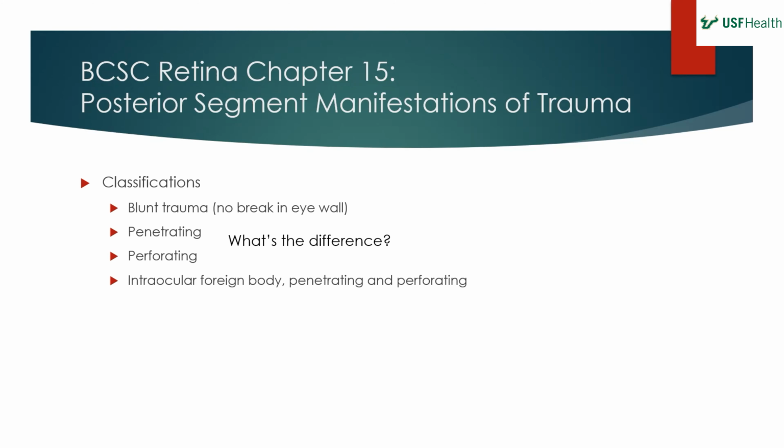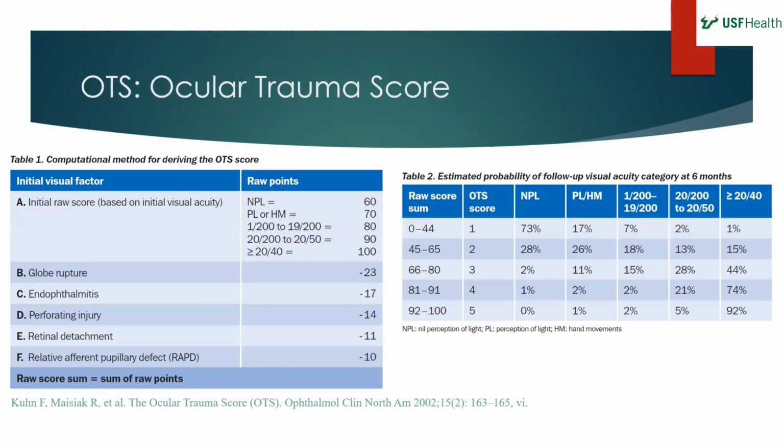So it does make a difference in your surgical planning. If you're going to do a vitrectomy on this person, if there's a penetrating injury, that's one thing. But if it's a perforating injury and you can't close the back of it, that has to wait. So intraocular foreign body, both penetrating and perforating, are options.